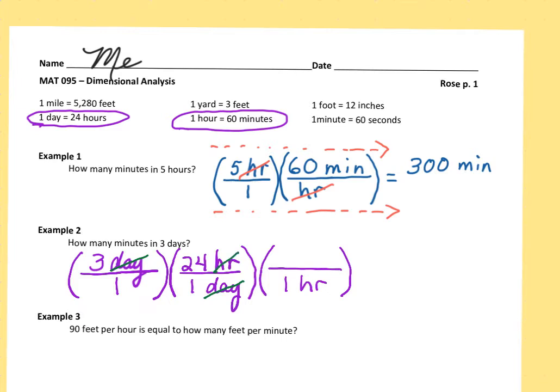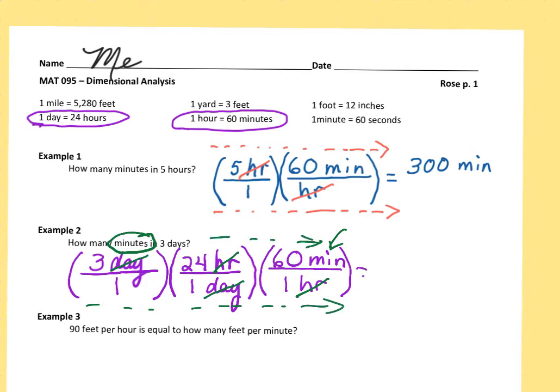That will allow me to cancel those units, and I can put 60 minutes in the numerator. Now let's look from left to right. What unit do we have left? Minutes left, and that's what we're looking for. So now we can multiply straight across again.